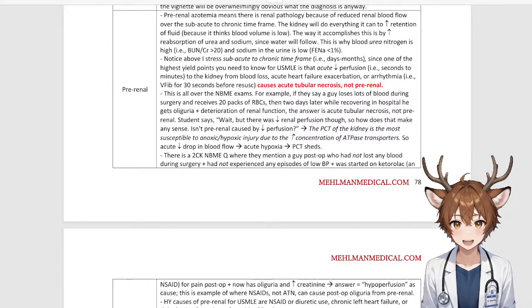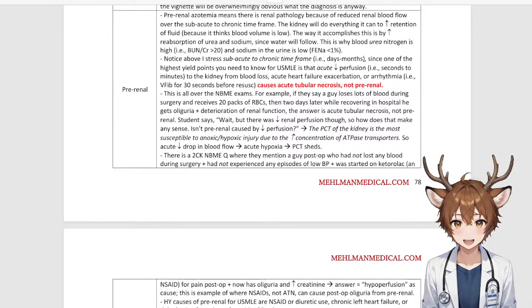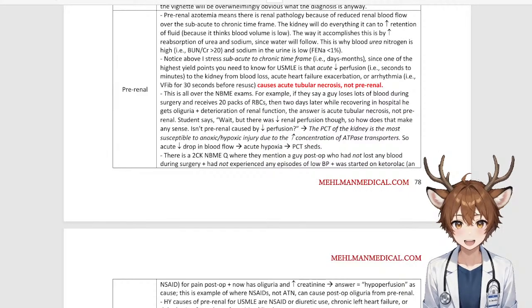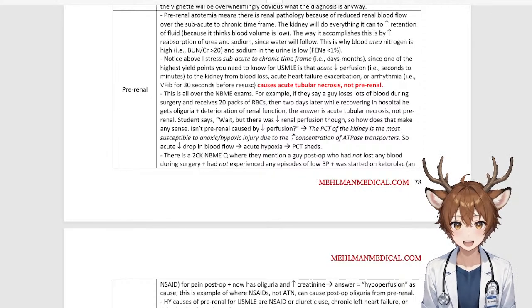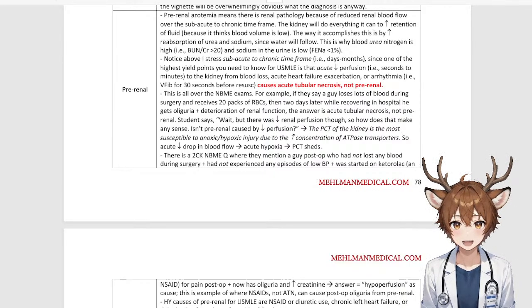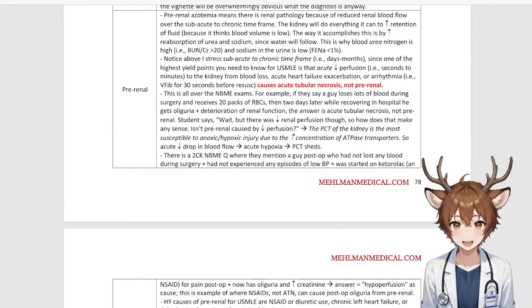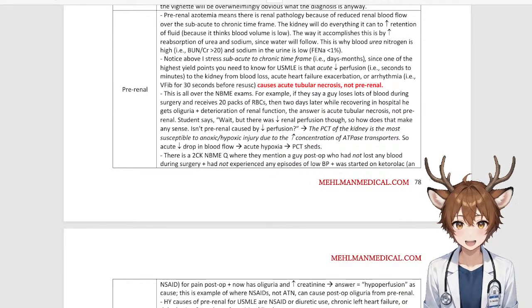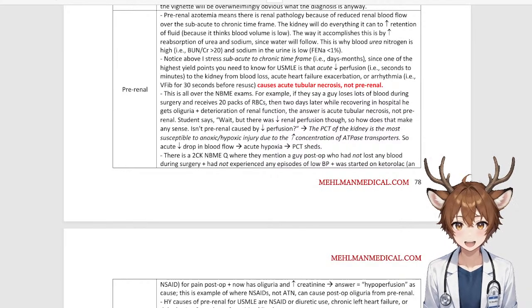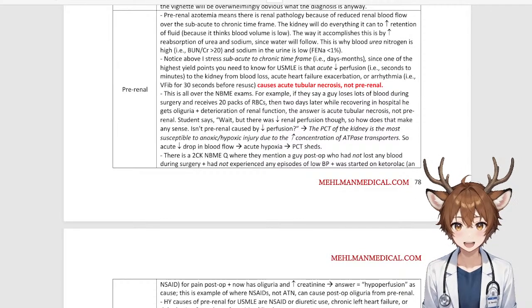For example, if they say a guy loses lots of blood during surgery and receives 20 packs of RBCs, then 2 days later while recovering in the hospital, he gets oliguria plus deterioration in the renal function. The answer is acute tubular necrosis, not pre-renal. Students say, wait, but there was a decrease in renal perfusion though. So how does that make any sense? Isn't pre-renal caused by decreased perfusion? Well, the PCT of the kidney is the most susceptible to anoxic-hypoxic injury due to the increase in concentration of ATPase transporters. So the acute drop in the blood flow means acute hypoxia, and the PCT sheds.